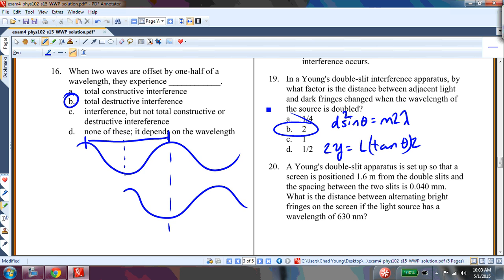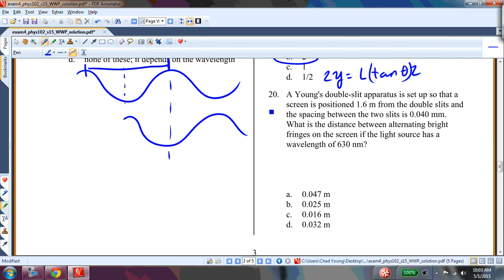So 19 is B. Here I have a double slit apparatus set up. I want to know what is the distance between alternating bright fringes on the screen. And actually, I think I'll change this on the test. And instead, it'll say what is the distance between the central and the first fringe. The same is true. It works the same, but I just thought that was a little more clear. But that distance is the same for any adjacent fringe. They'll be the same.